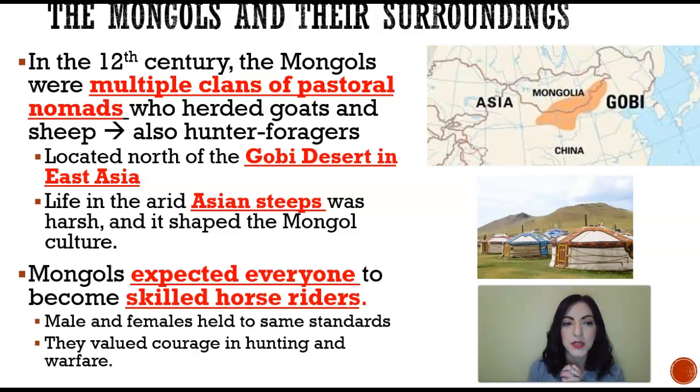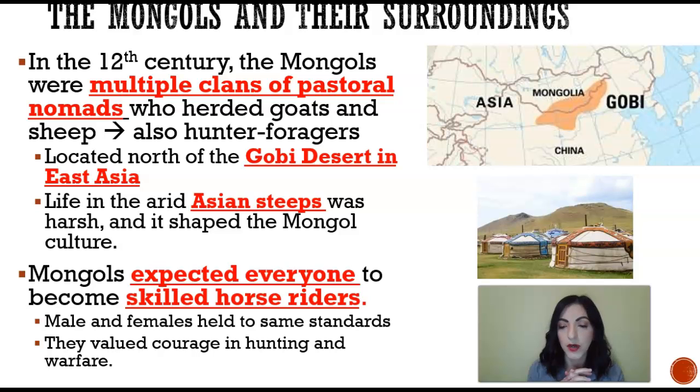So in the 12th century, the Mongols are actually a group of multiple clans, and they're pastoral nomads. So they also have to follow the animals and they have to move around depending on the resources in their area. They're located mostly near the Gobi Desert, which if you look on the map borders between the countries of Mongolia and China. So they do kind of straddle this border between the two areas or the territories.